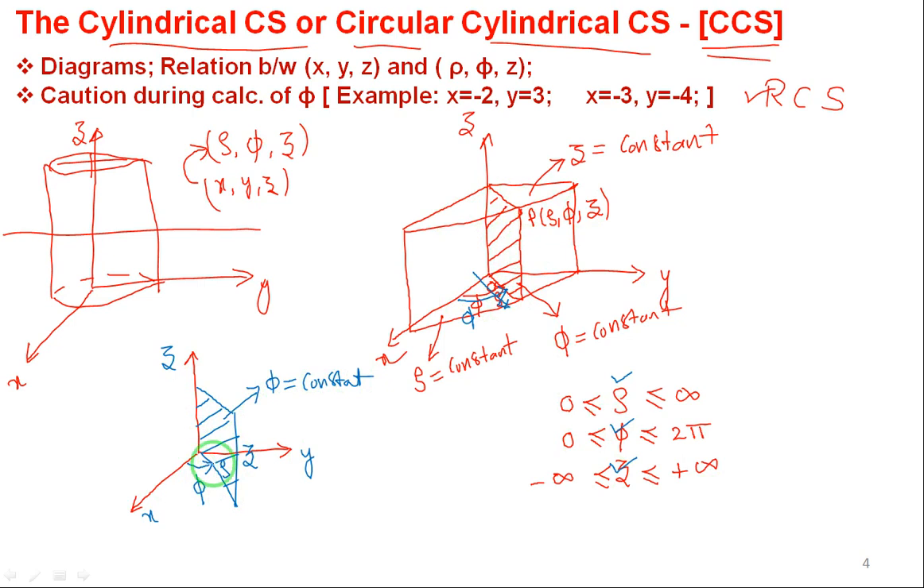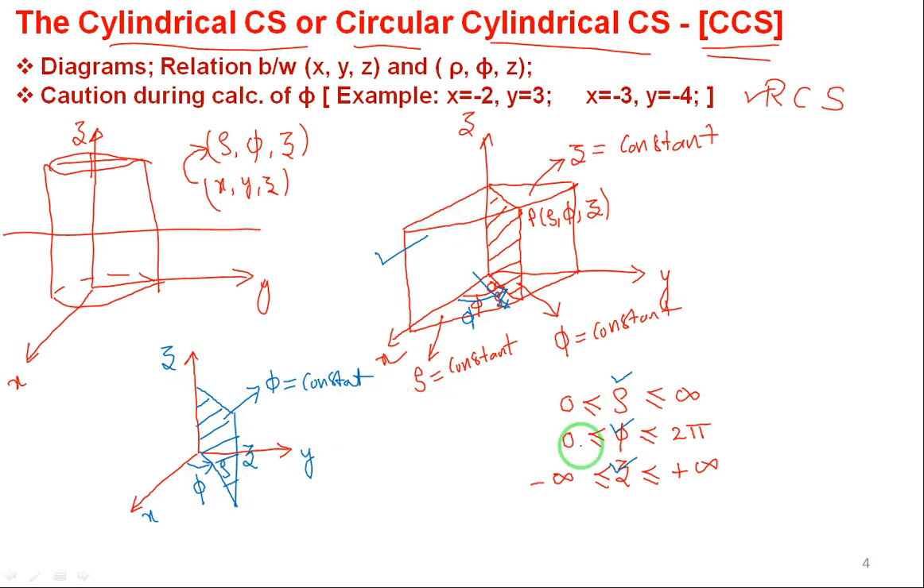Phi equal to constant plane is making angle phi with respect to the x-axis, and the radius is rho, and height is z. If this phi equal to constant plane rotates by 360 degrees, a cylinder is formed, right? So this I have shown in the second diagram. I hope you understood rho, phi, z, just like x, y, z, right?